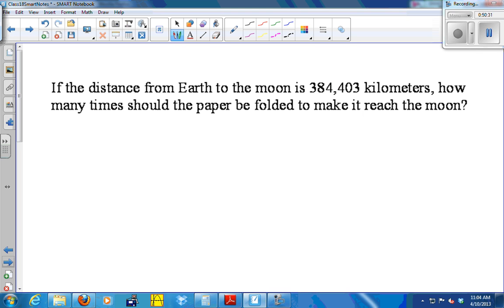The distance from Earth to the moon is 384,403 kilometers. Discuss in your groups, just do a little trial and error. How many times do you have to fold a piece of paper to make it go all the way to the moon?